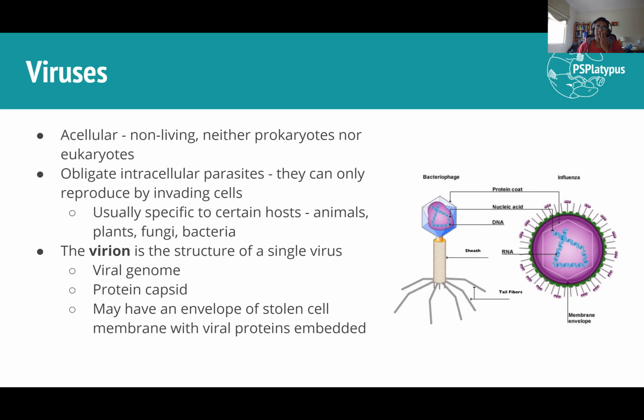Now, they may have an envelope of stolen cell membrane. So they can't make their own envelope because they're viruses, but they steal your cell membrane after sending viral proteins there to be embedded. And so you can see here immediately bacteriophages. That's a type of virus which attacks bacteria specifically. We don't need to worry about these so much. In fact, we sometimes use them to treat bacteria. Influenza, on the other hand, we are not very happy about.